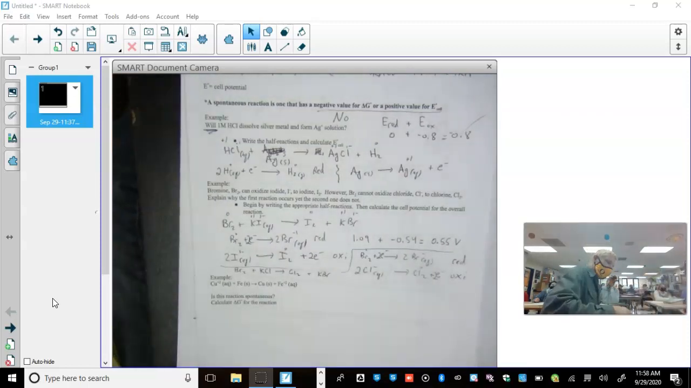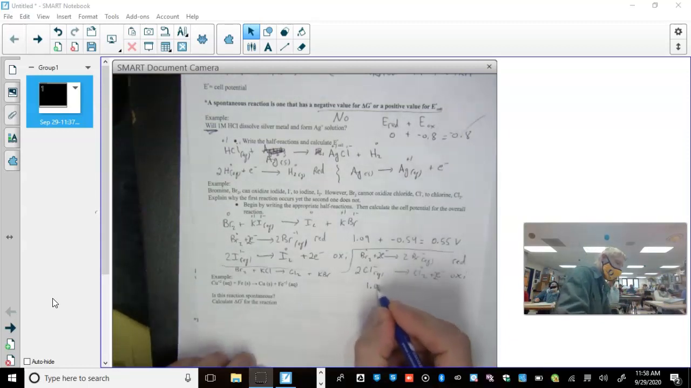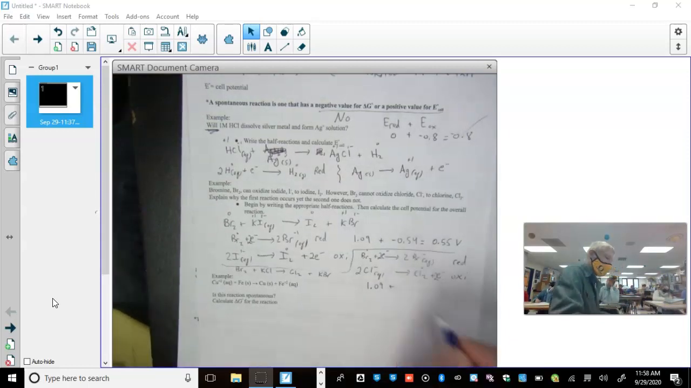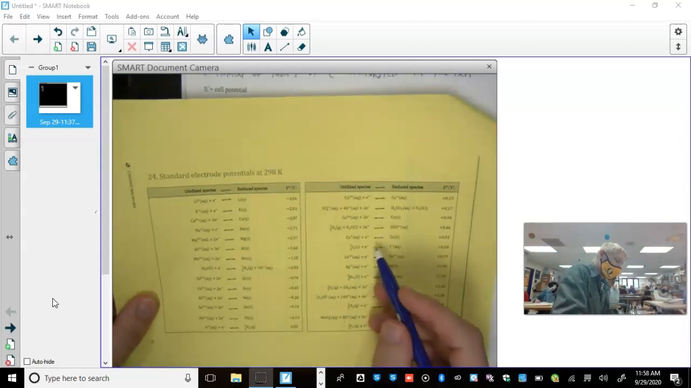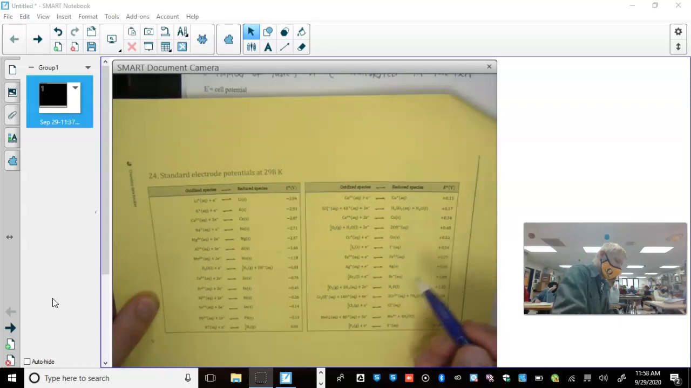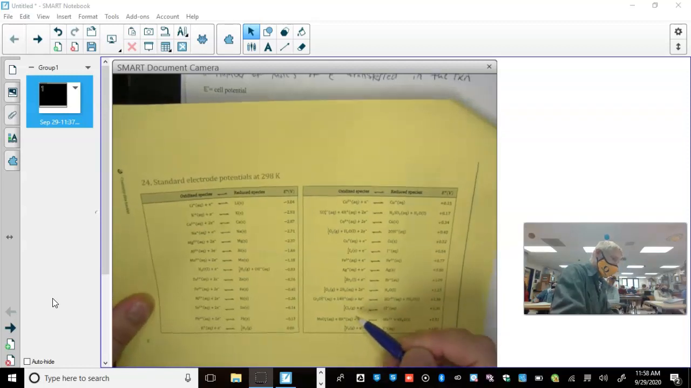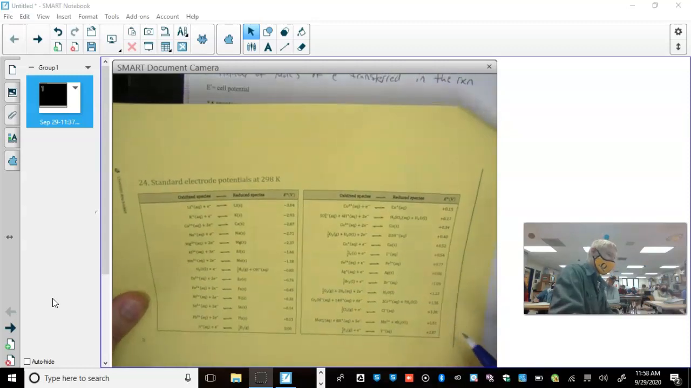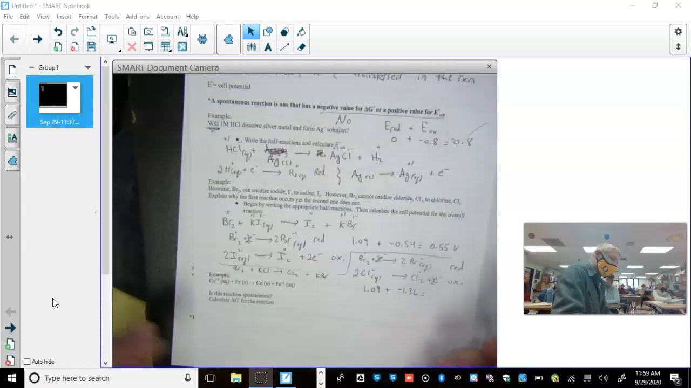Okay, so bromine, well, I know bromine's like 1.09, right? That's the reduction. I found that already. Plus the oxidation for chlorine. Where's chlorine? There it is. So 1.36, but this is the reduction format. We want to show oxidation, so we flip the sign to negative 1.36. And that's going to give us an overall negative number.